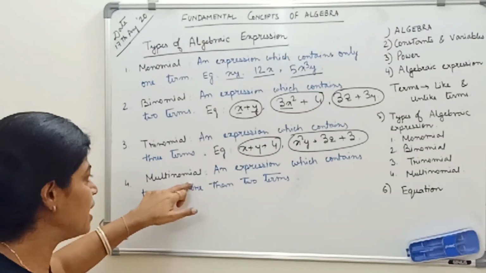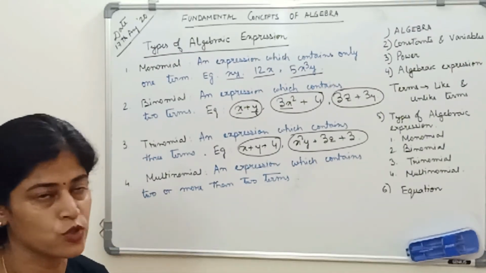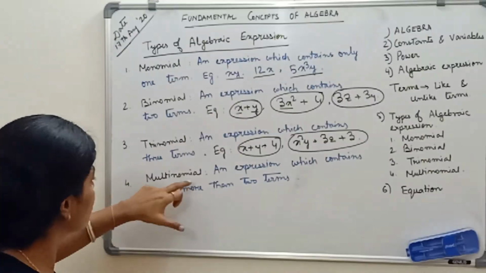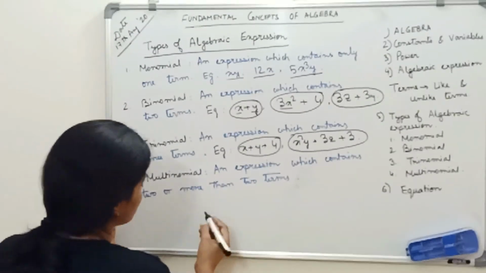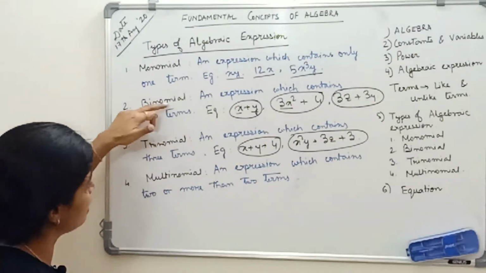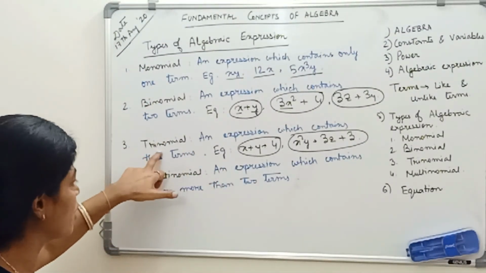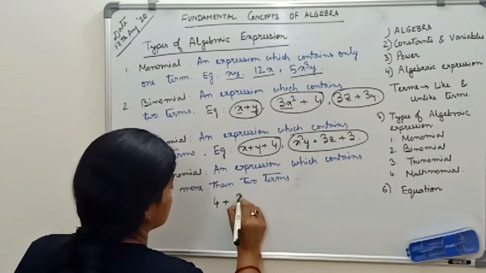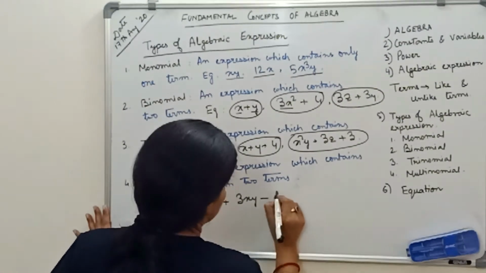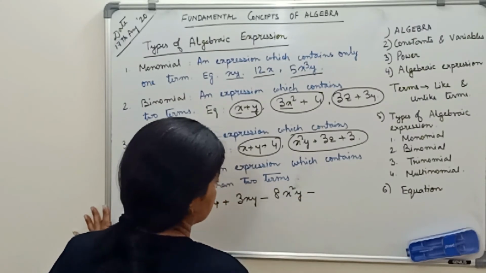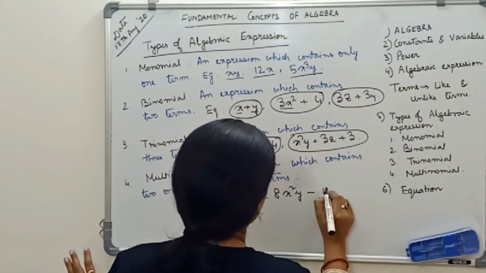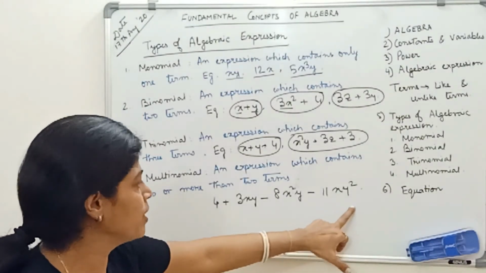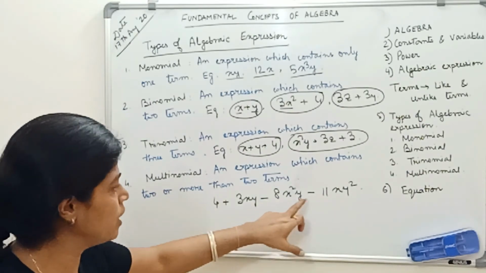And what is multinomial? An expression which contains 2 or more than 2 terms. So binomial can also be called multinomial, and trinomial can also be called multinomial. If there are 2 terms, we call it specifically binomial. If there are 3 terms, we call it specifically trinomial. And if it is 2 or more terms, any number, suppose 4 plus 3xy minus 8x square y minus 11x y square, this is a multinomial. How many terms are there? 1, 2, 3, 4 terms.